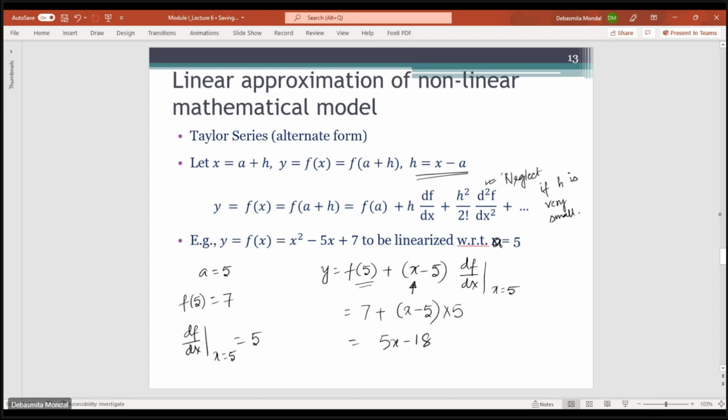But instead of this non-linear equation x squared minus 5x plus 7, what you have done is that you have linearized this equation and expressed it in a linear form like this. But the operating condition is that x0, or a, is equal to 5. About this point, if your operating condition is x equals x0 equals 5, at that point you can substitute the nonlinear equation with a linear equation: y equals 5x minus 18.